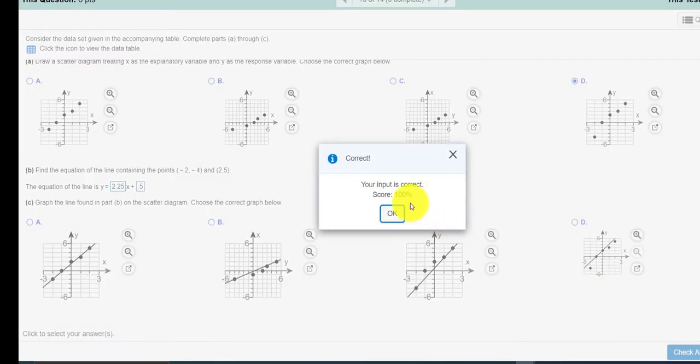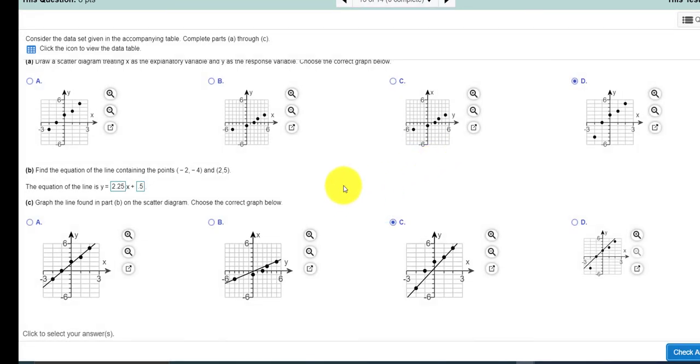Let's check our answer, see if we got 100%. And we did. So that means we did a good job on number 13.